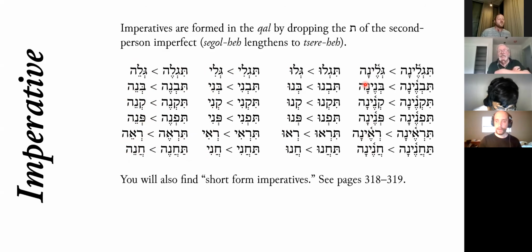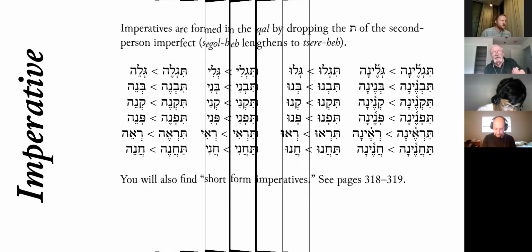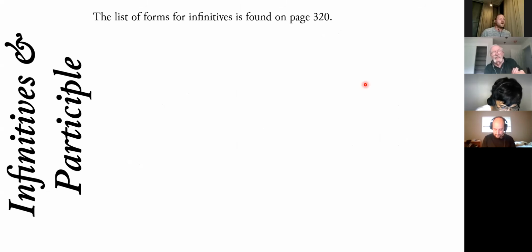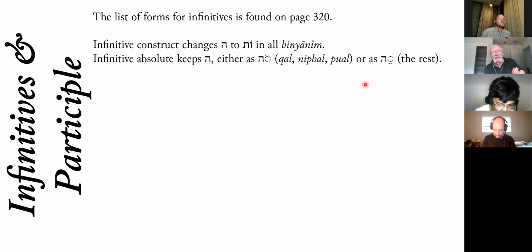We need to deal with more common forms. You'll find short imperatives on pages 318 to 319. We're not going to worry about them so much. We're just moving on. Let's just move on. Infinitives and participles. The list of forms for infinitives is found on page 320.